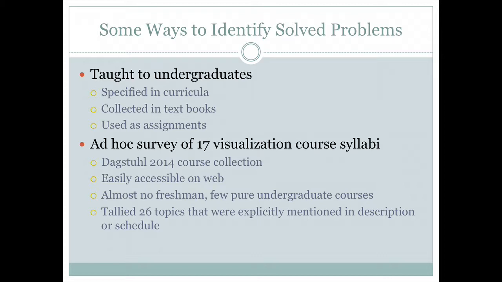My methodology here is I did a rather ad hoc survey of about 17 visualization course syllabi without the permission of the people who teach these courses. They came from a course collection that we had produced at Dagstuhl in 2014 at the Scientific Visualization Seminar there. They also came from things that I could find by poking around on the web. The first thing I learned is there are basically almost no freshman courses, so this may mean that we understand nothing. There were few purely undergraduate courses. There were a lot of cross courses, and then there were a lot of mainly graduate courses.